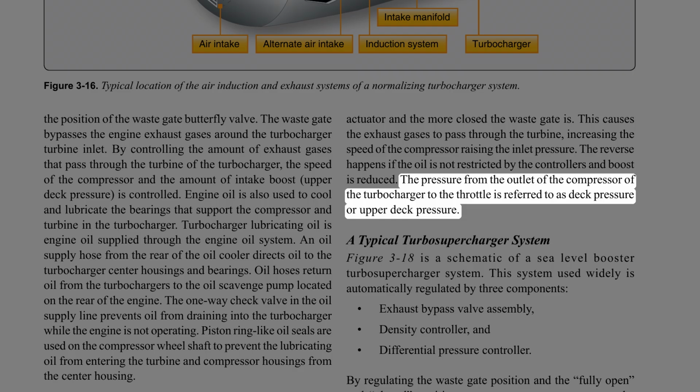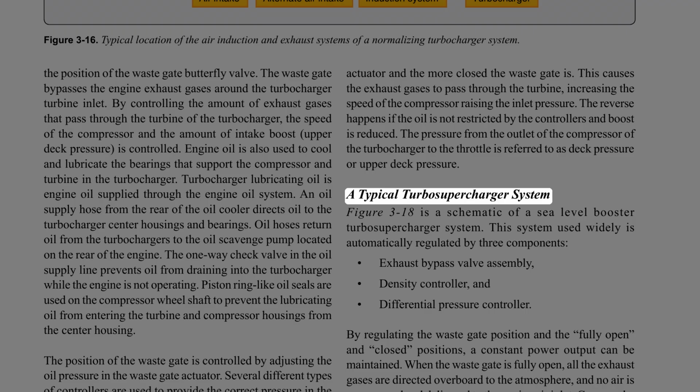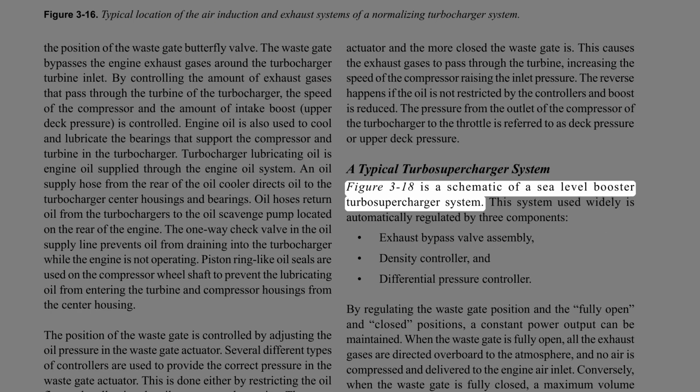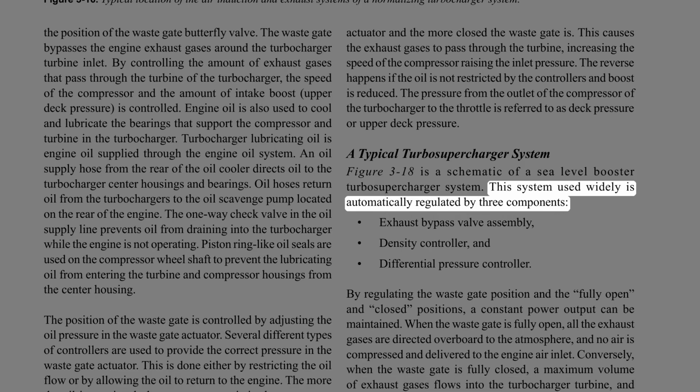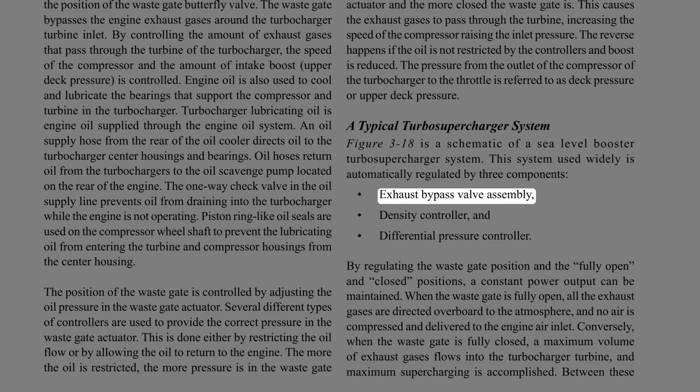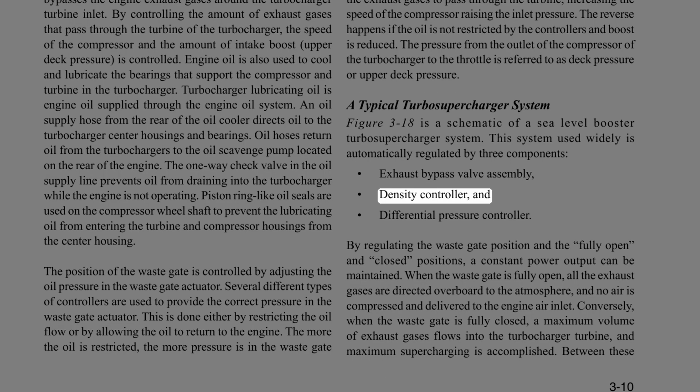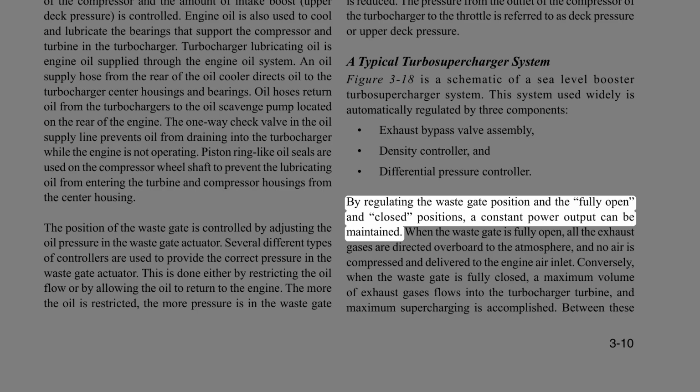The pressure from the outlet of the compressor of the turbocharger to the throttle is referred to as deck pressure or upper deck pressure. A typical turbosupercharger system, Figure 3-18, is a schematic of a sea-level booster turbosupercharger system. This system, used widely, is automatically regulated by three components: exhaust bypass valve assembly, density controller, and differential pressure controller. By regulating the wastegate position in the fully open and closed positions, a constant power output can be maintained.